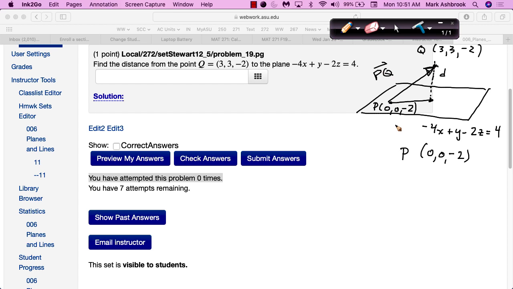The vector is negative 4, 1, negative 2. Very good. So from this plane, then we have a normal vector, which is negative 4, 1, negative 2. And so that's parallel to this dotted line right here. So with that vector, we can project the vector PQ onto the normal vector to the plane.